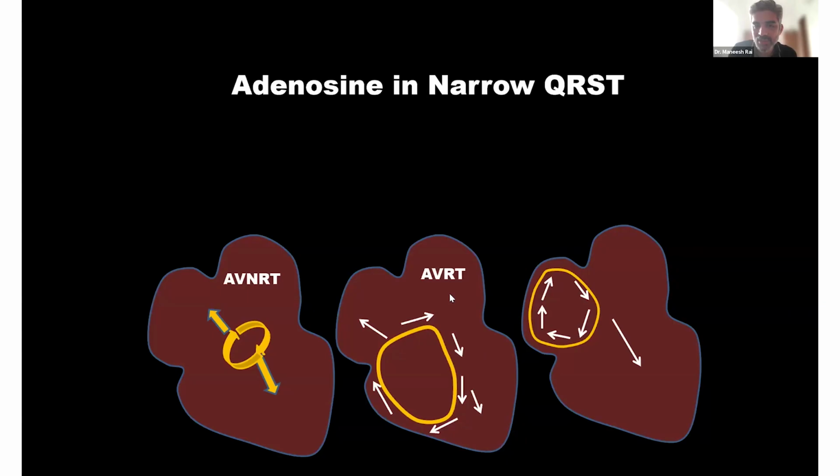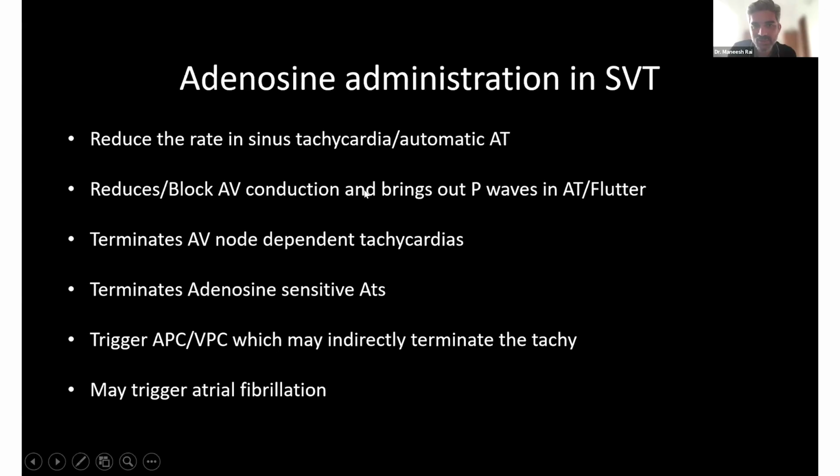Again, the kind of termination would give you clues regarding what the arrhythmia is. So in a sinus tachycardia, if you give adenosine, you're going to slow down the sinus rate, nothing else. Automatic atrial tachycardias can sometimes slow down or terminate with adenosine, especially some of the atrial tachycardias. And in a flutter, it'll bring out the underlying P waves. And AV node-dependent tachycardias are expected to terminate with adenosine.